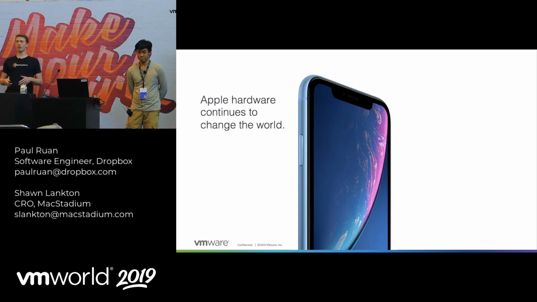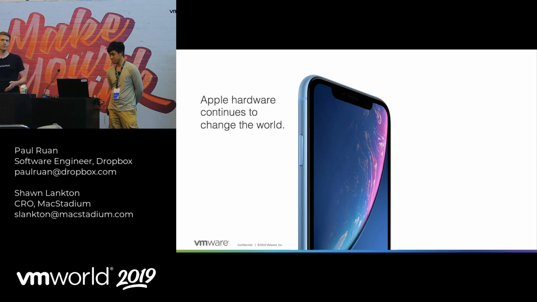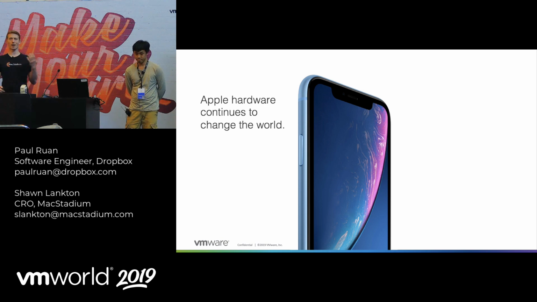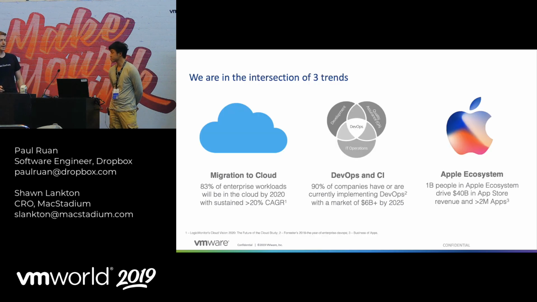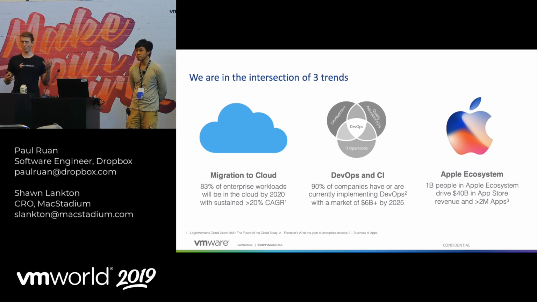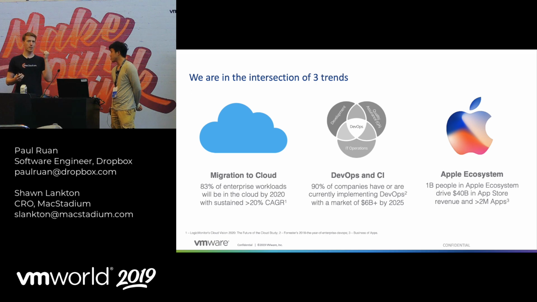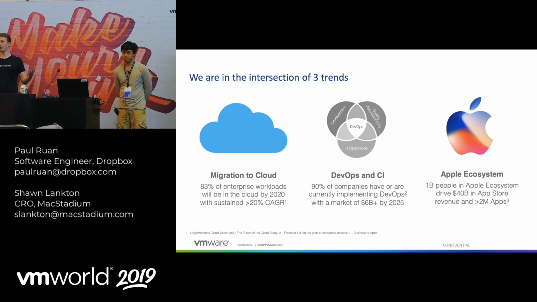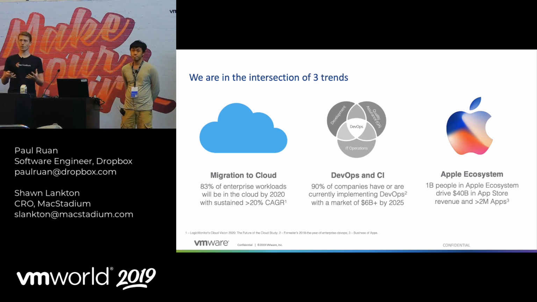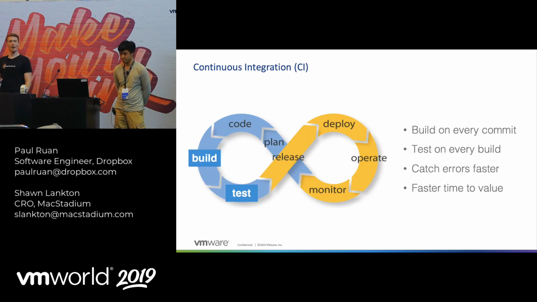So the reason that we're all here is because Apple hardware continues to change the world. You want to be able to put your app in somebody's pocket, on somebody's laptop. And we're in a space where we have three colliding trends, where everything is moving to cloud. People are adopting DevOps and CI as changing the way software is developed, and Apple's ecosystem of 1 billion users continues to grow and get stronger. When you smush those three trends together, you are left in a space where you're sitting in a conference room trying to figure out how to actually orchestrate this infrastructure at scale.